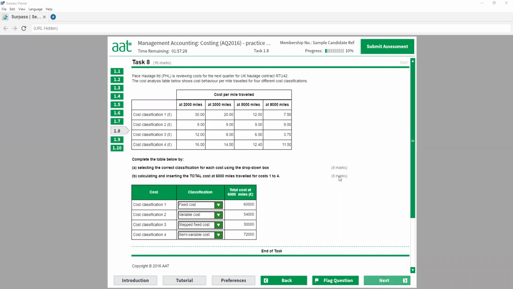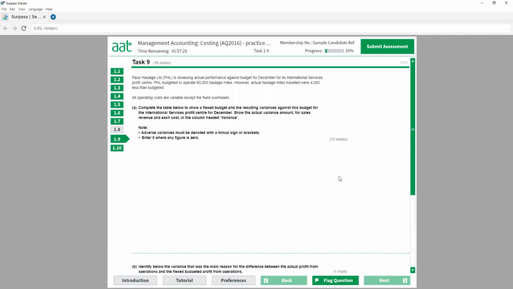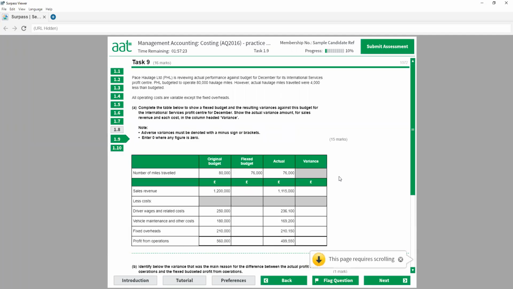The next one, we have question number 9. This question is quite simple. It's a variance analysis question. All you have to do is find the difference between the flexed and the actual. Let's read this question.